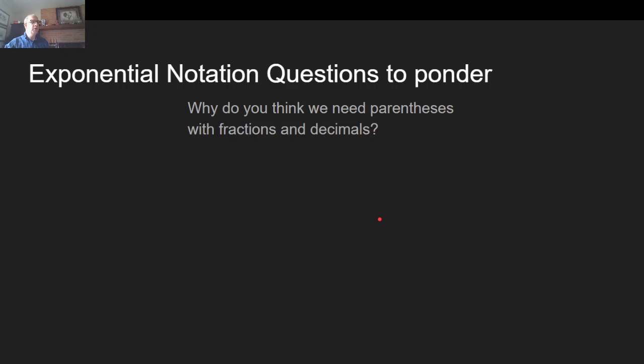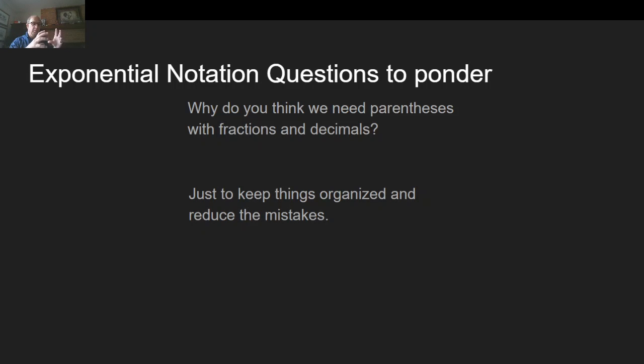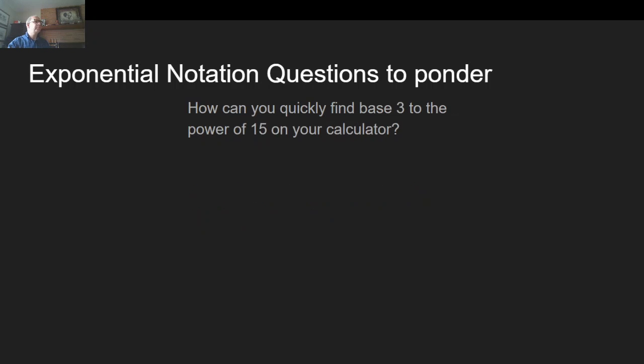Why do you think we need parentheses with fractions and decimals? Just for clarity's sake. So if I have like a negative 2 to the power of 5, you might think it's negative 2 to the power of 5. They would be separate. So I put the parentheses around them so you know for sure they are connected.